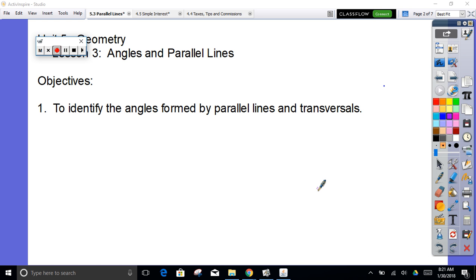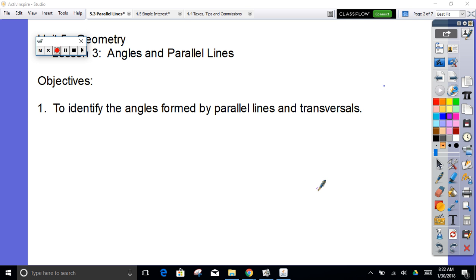Okay, so today's objective is just one. It's identifying the angles formed by parallel lines and transversals. Who can tell me what parallel lines are? Haley? Lines that go on forever and never... Okay, lines that go on together and never touch.